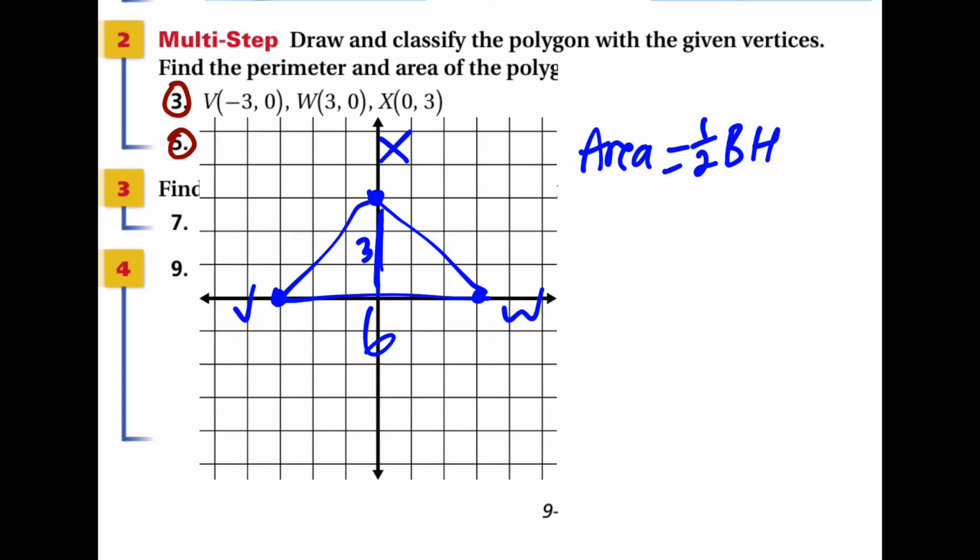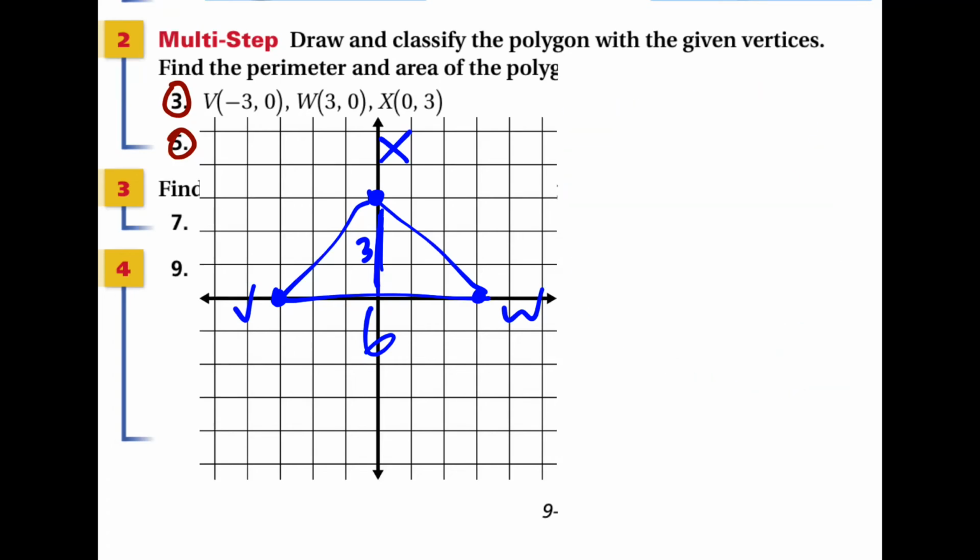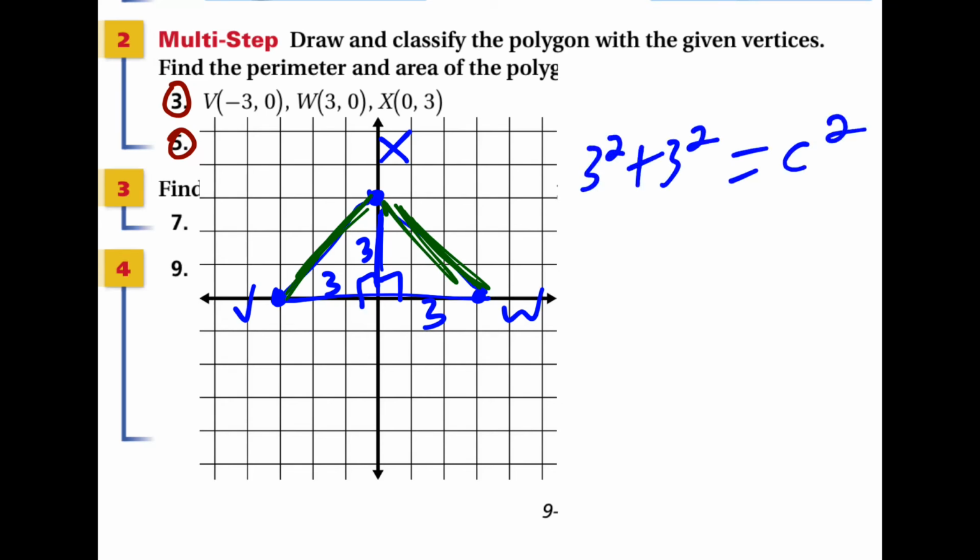We're going to plug in 6 for the base, 1/2 times 6, and 3 for the height. So 6 times 3 is 18 divided by 2. The area is going to be equal to 9 units squared. To find the perimeter, I need to know these lengths. So if I take this 6 and I cut it into 2 equal parts, that means we're looking at 3 and 3. So these are right triangles, and I can use the Pythagorean Theorem, which says that 3 squared plus 3 squared is equal to c squared.